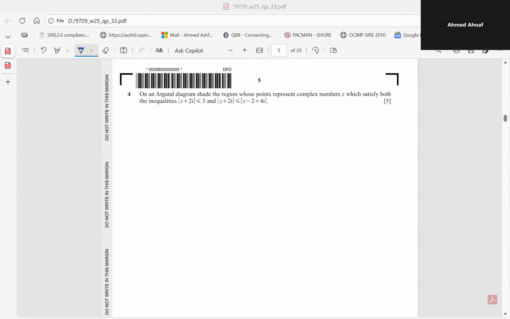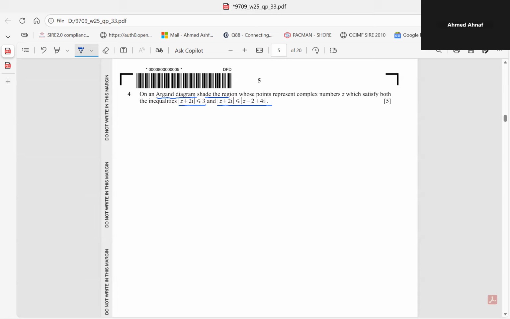Okay, so for this question, we are told on an Argand diagram, we need to shade the region whose points represent complex numbers z, which satisfy both these inequalities. So the first one is modulus of z plus 2i is less than or equal to 3. And the second one is modulus of z plus 2i less than or equal to modulus of z minus 2 plus 4i.